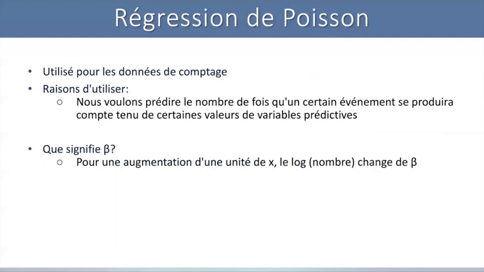Poisson regression is used for count data. Why would we use this? For example, we want to predict the number of times that a certain event will occur given certain values of predictor variables. And what does beta mean? For a 1 unit increase in x, the log of the count changes by beta.